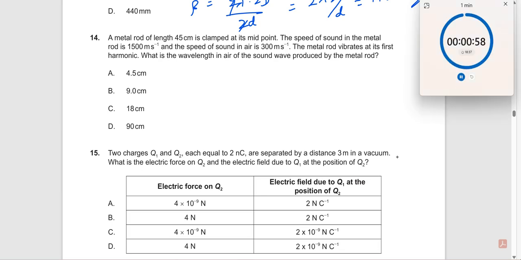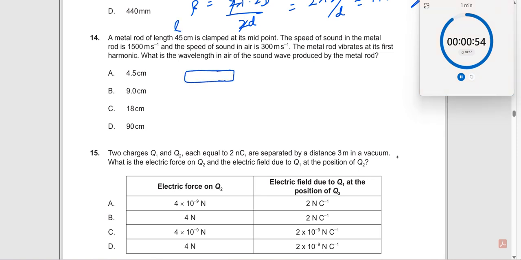Question number 14. A metal rod of length 45 centimeter is clamped at its midpoint. So the moment you say midpoint, and it's a question on waves, this is a node over here. The speed of sound in the metal rod is 1500 meter per second, and the speed of sound in air is 300. Which means there is air here, and the speed of sound is already given.